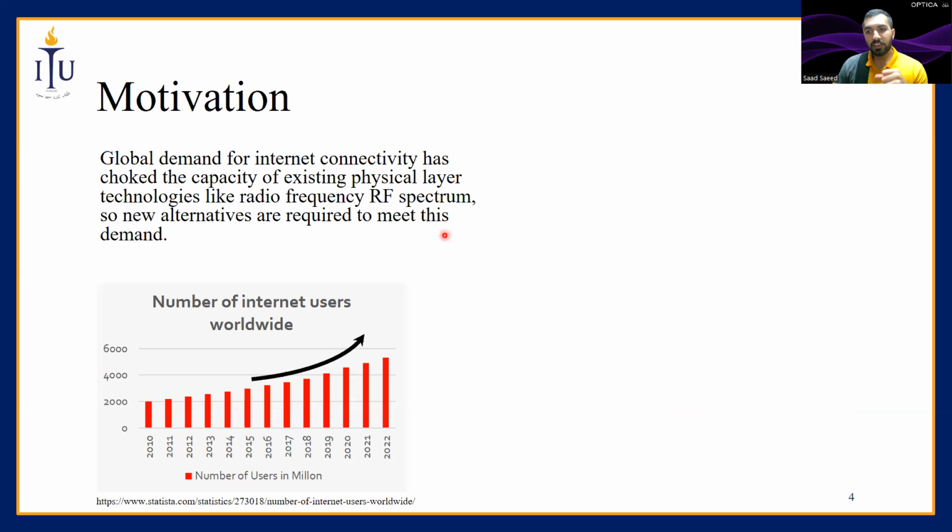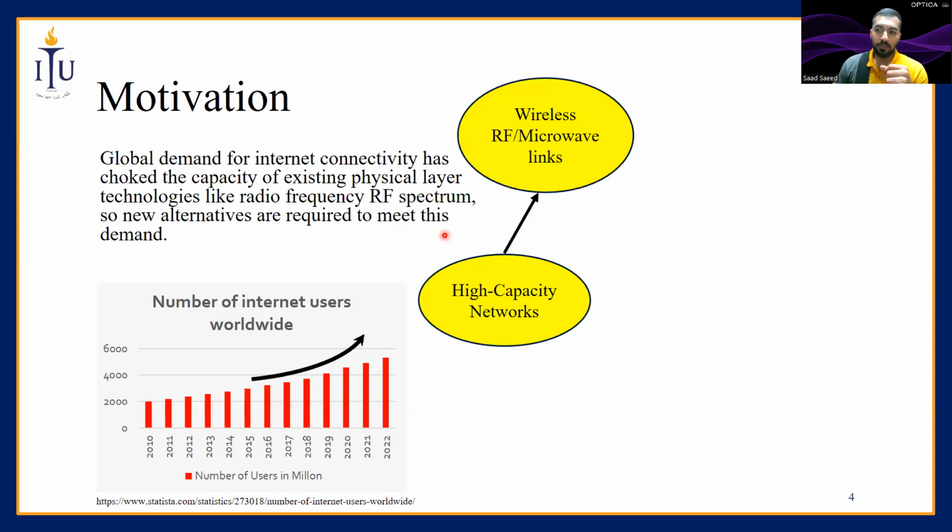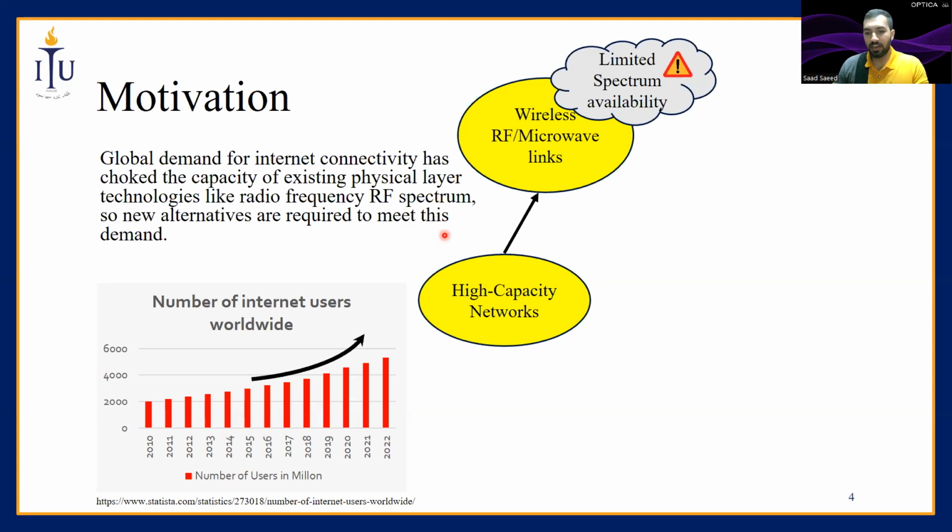The motivation behind this work is the global demand of the internet, which is rapidly increasing every year. Current physical layer technologies like radio frequency spectrum are not enough to cater this global demand. Then, how do we achieve the high capacity networks? If we consider the unguided medium, it can be achieved by deploying wireless microwave links. But again, this is a physical layer technology which has limited spectrum availability and high license fee. So there is a need to explore efficient alternatives.